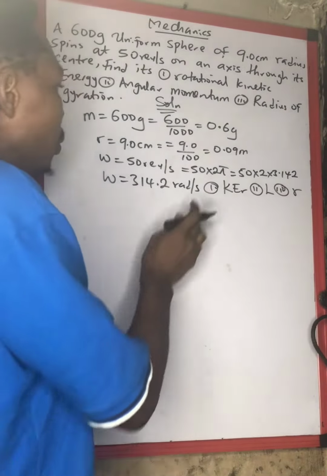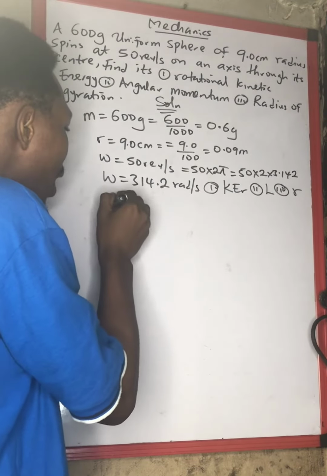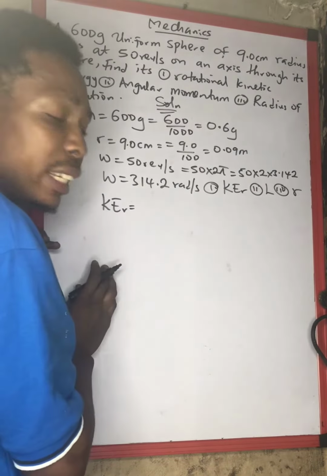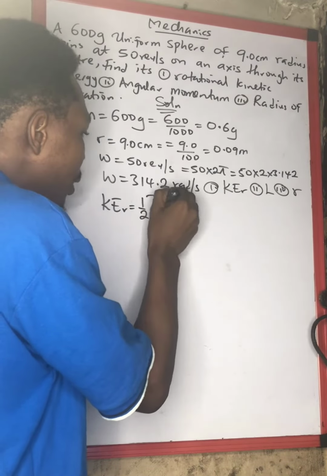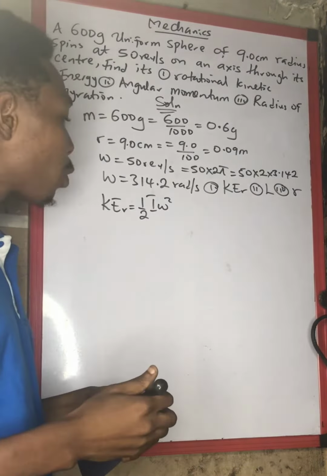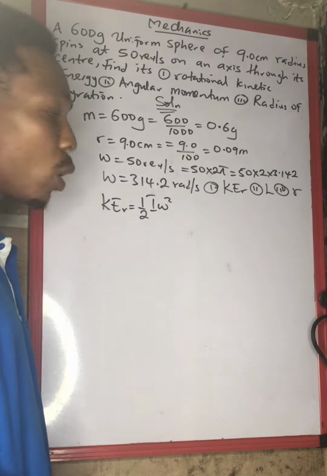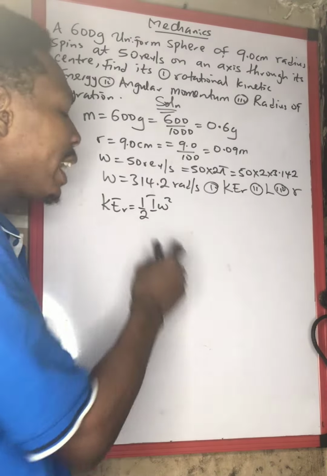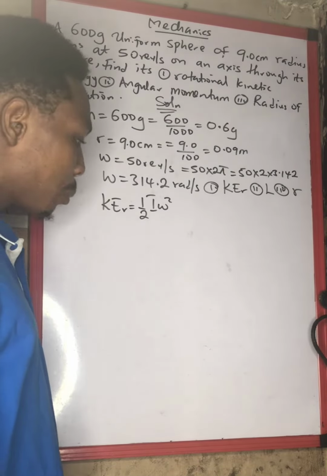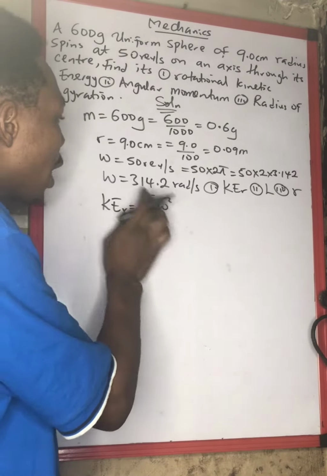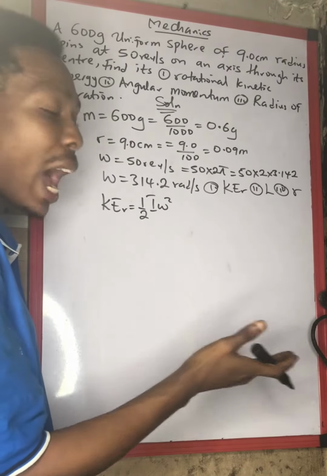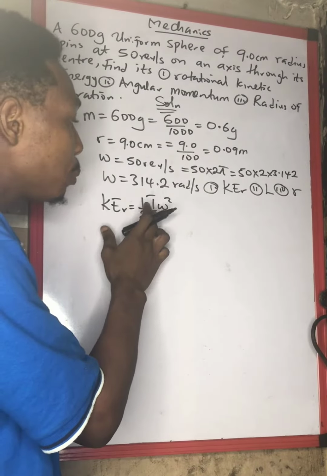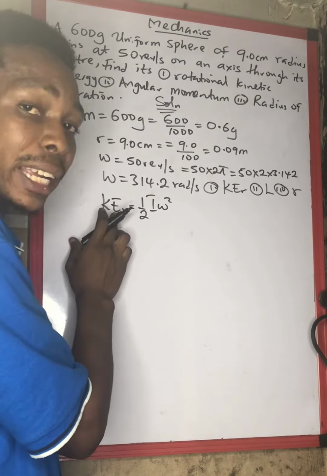Now how do we look for KE? Our KE rotational is equal to 1/2 I omega squared. This is the formula for rotational kinetic energy. Our I there is the moment of inertia. From there, we have our omega, but we don't have I. We have to look for I first. Once we get our I, we substitute it into this expression to get our KE.